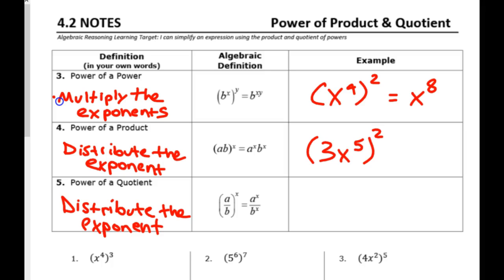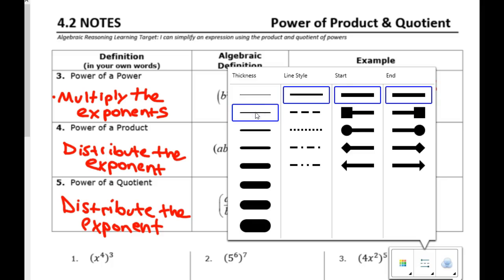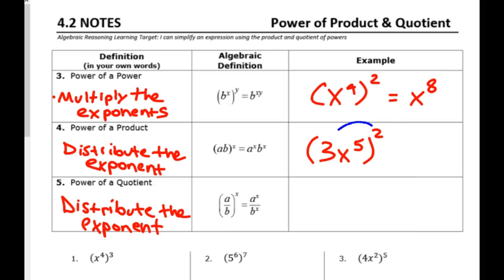3x to the 5th power, in parentheses, squared. So, we just said you distribute the exponent. So let me show you in a different color here. This squared is going to go to that 3, and this squared is going to go to this x. Okay?